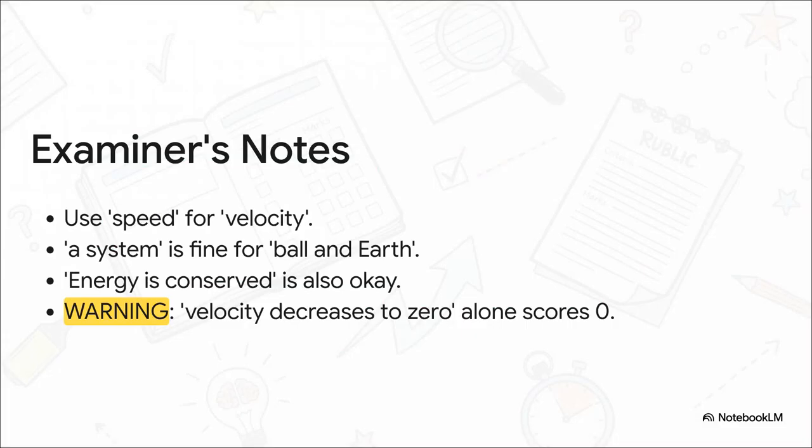And here's the thing, the scheme does give you a little wiggle room. Speed is fine instead of velocity. Saying energy is conserved also works perfectly for that final point. But, and this is a big but, it also shows you the traps to avoid. Look at that warning. Just stating that the velocity decreases to 0 by itself without comparing it to before and after the bounce gets you nothing. 0 marks. Precision really is everything.